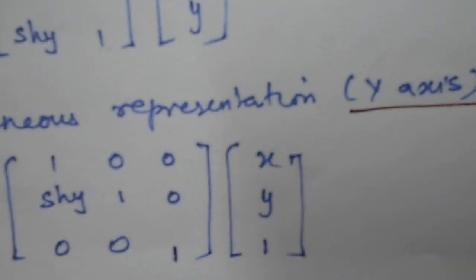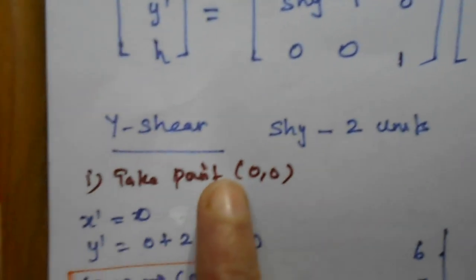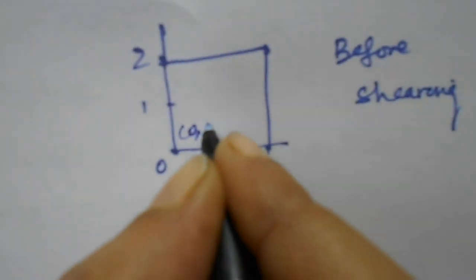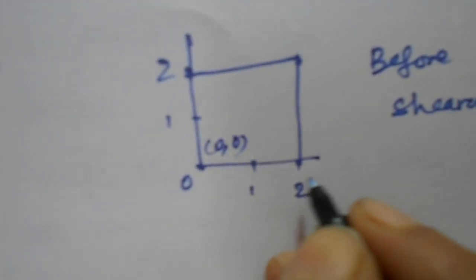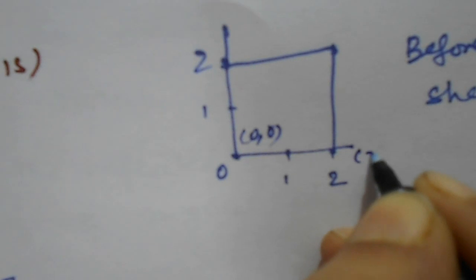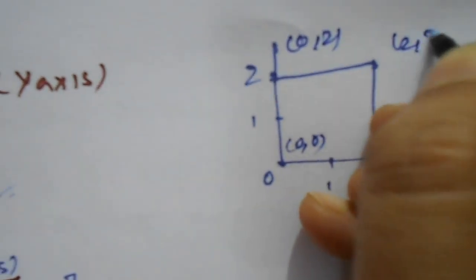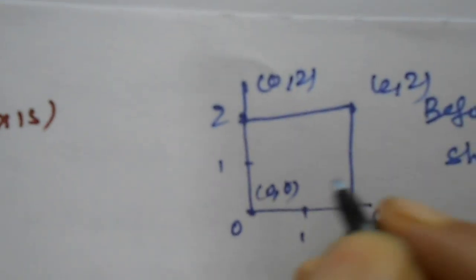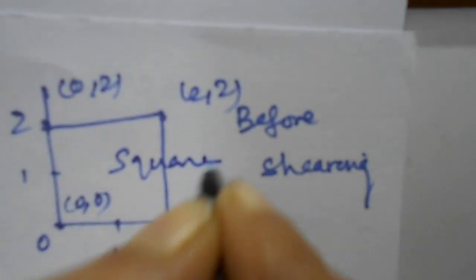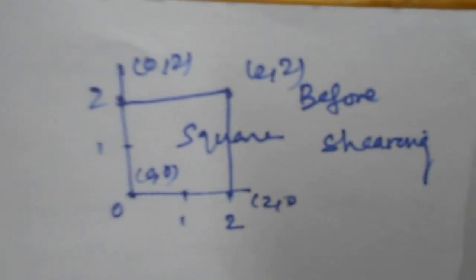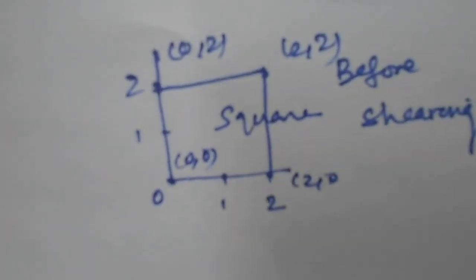Now for y shearing we are going to see the same example. In the previous example we have seen 0 comma 0, then the coordinates 2 comma 0, 0 comma 2, 2 comma 2. These 4 coordinates form the same square we have taken as an example before shearing. After shearing with respect to the y axis, what will happen? Let's see.